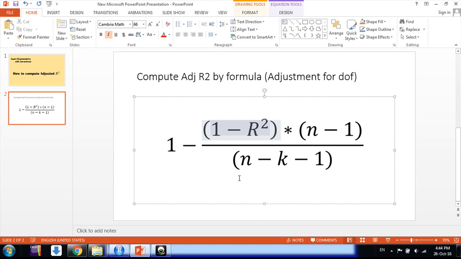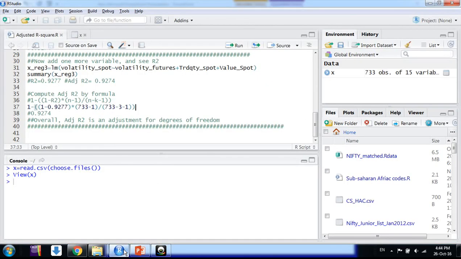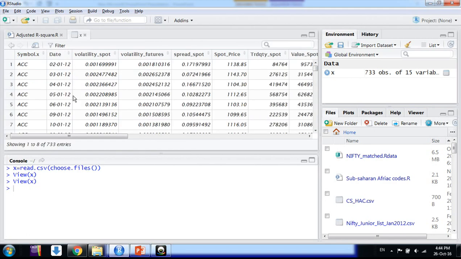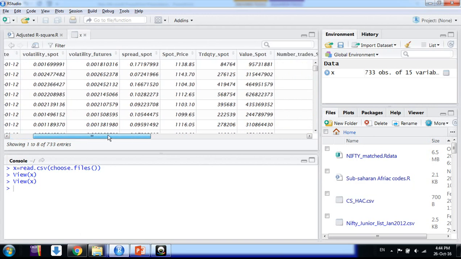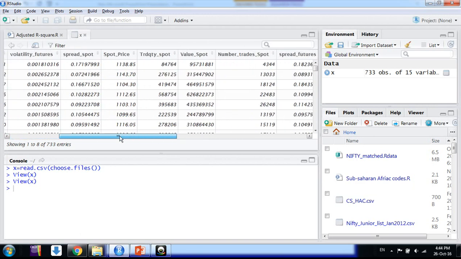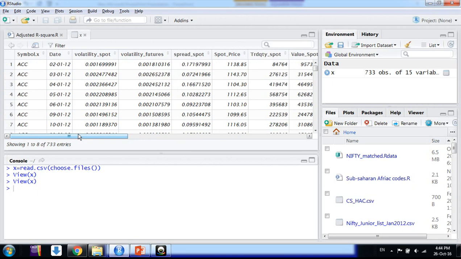Today I'm using R. We could also use Eviews or Excel as well. For that purpose, we just need to calculate R square from the model. I'm using R because it's simple and easy. First of all, what data do I have for this purpose? I have data for the ACC stock in India, with volatility and spot and futures market variables. My purpose is just to explain what R square is. Why I have chosen these variables is not important here. I am simply running a regression and showing how to compute R square and adjusted R square.